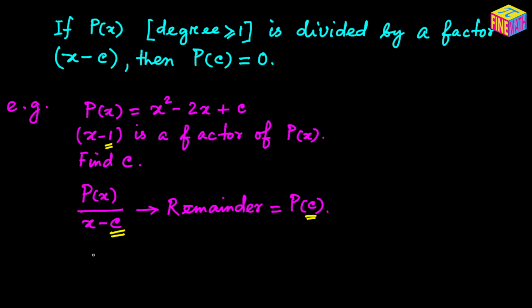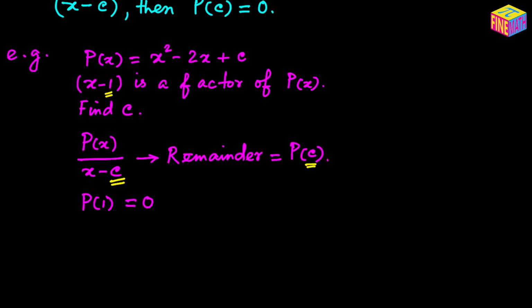So if p of x is divided by x minus 1, the remainder will be p of 1. So p of 1 must be equal to 0. That's exactly what the factor theorem says, that if you divide a polynomial by one of its factors, the remainder will be 0. In this case, we are dividing by x minus 1, which is a factor. That's a given information, right? And if we divide by x minus 1, then what will be the remainder? Well, the remainder will be p of 1. And from the factor theorem, because we are dividing by one of its factors, the remainder must be 0. That is our required condition, right?